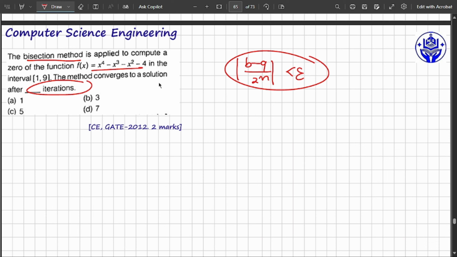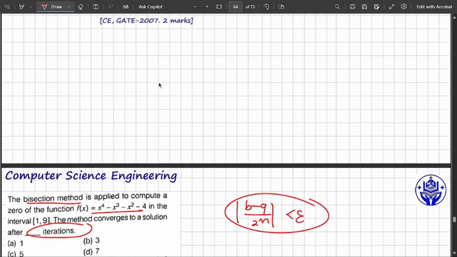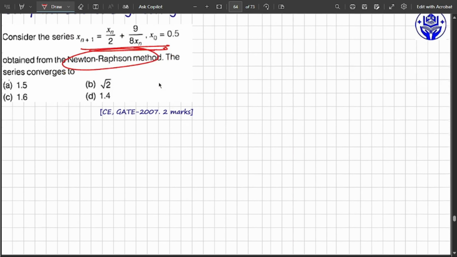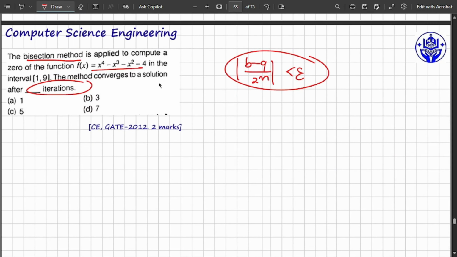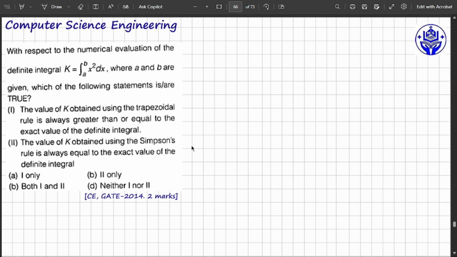Wait, just a minute. This one, yes. Now you have the interval, so this is a, b. Just applying this formula, what is the solution after iteration? Converging to a solution, so what is the solution? x_n is equal to (a plus b) by 2. This is the simple bisection method formula.